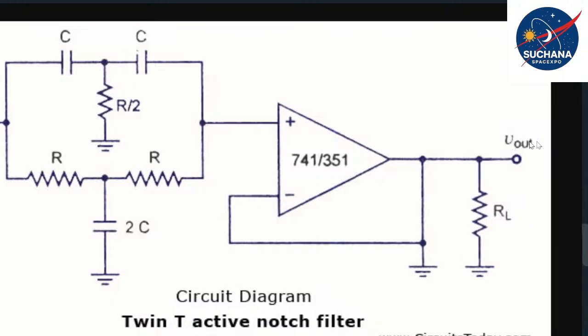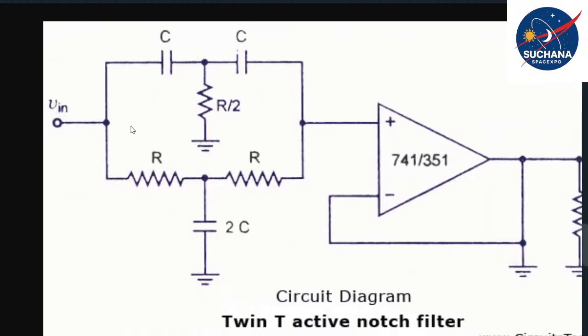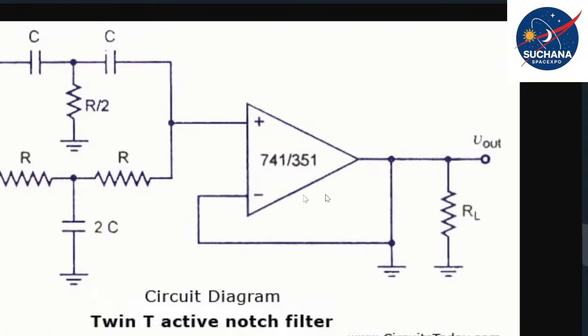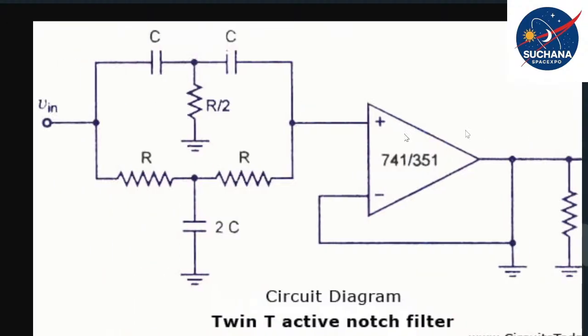it will be something like a pure signal. Whatever frequency you want to reject from the input signal will not be there; it is absent in the output voltage. This is how you can analyze this particular circuit.